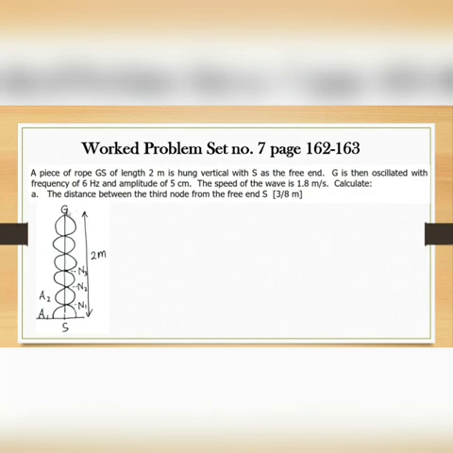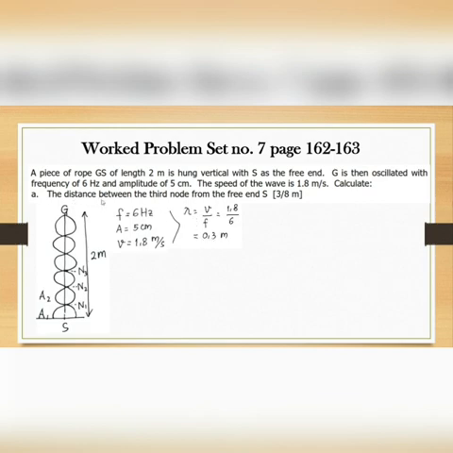This is G. G is the source of oscillation. And then S is the free end. The amplitude is 5 centimeters, the frequency is 6 Hz, and the speed is given. So from these data, I can find the wavelength lambda, which is V over F. And lambda is 0.3 meters.